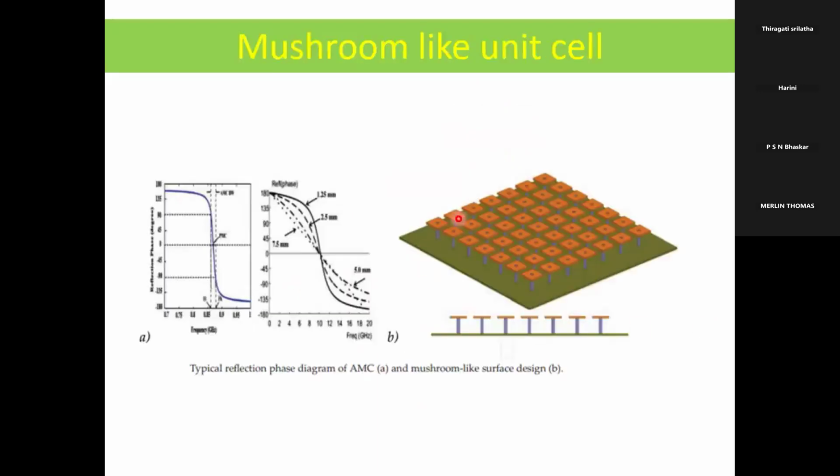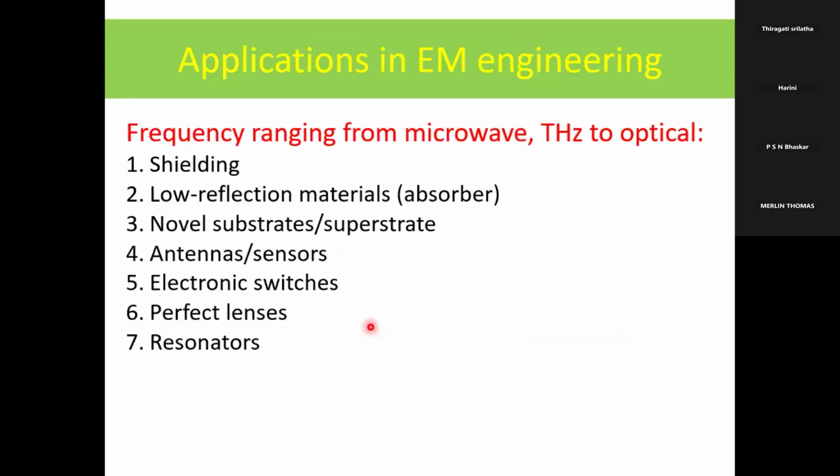So these are the mushroom-like unit cell structures, where the angle is going to vary, and you can control these mushroom-like structures. That means you have a conductor and you have contact from this conductor to the bottom conductor. So this angle you have to observe to prove that this is an AMC or PMC.